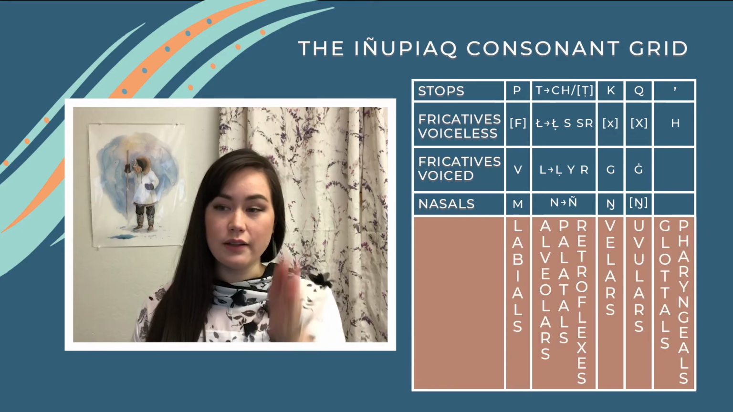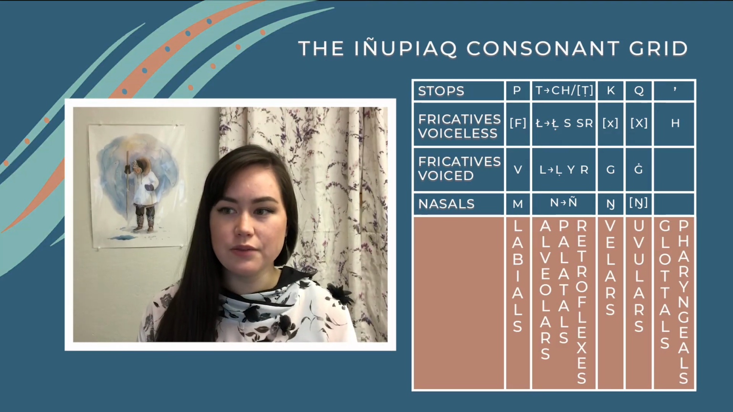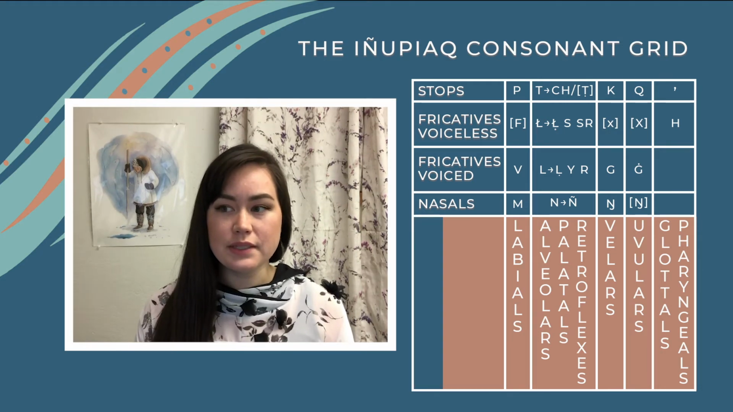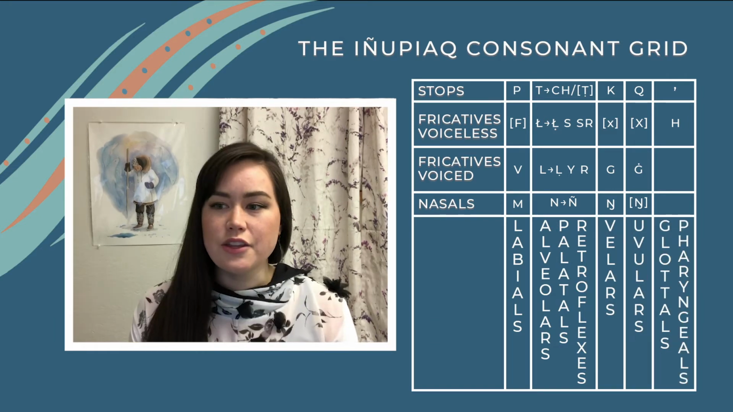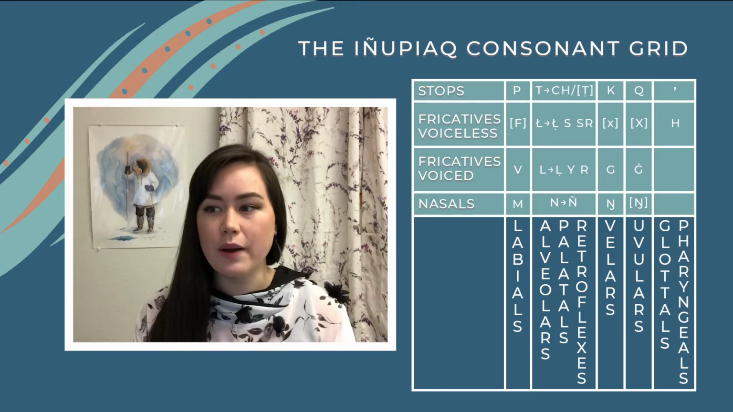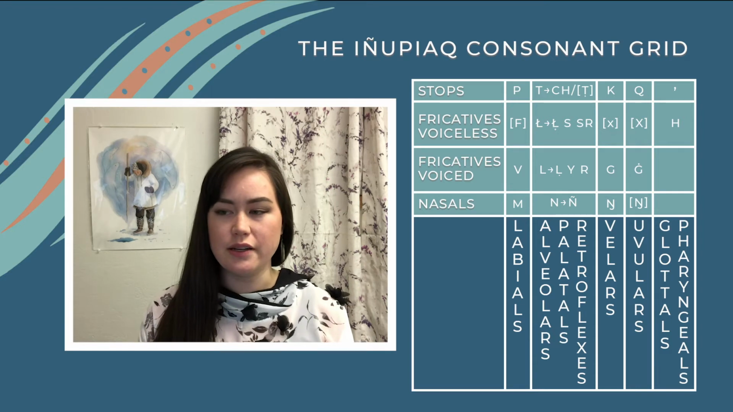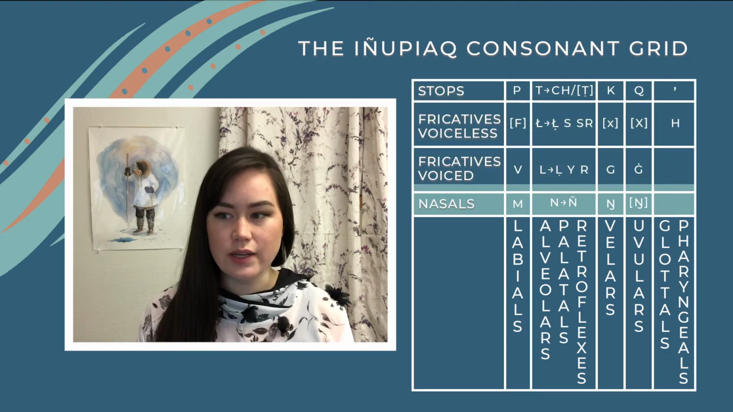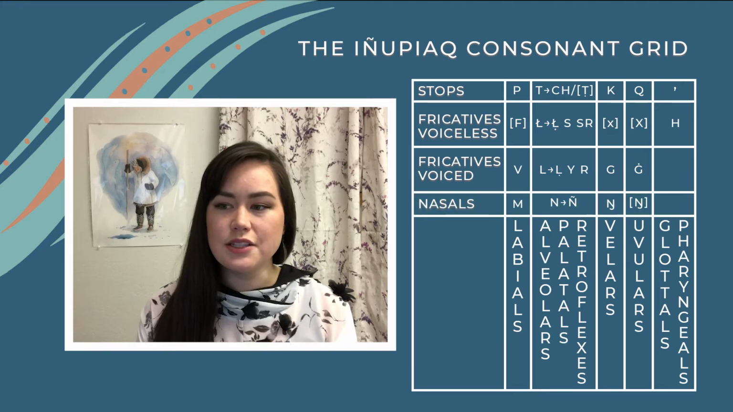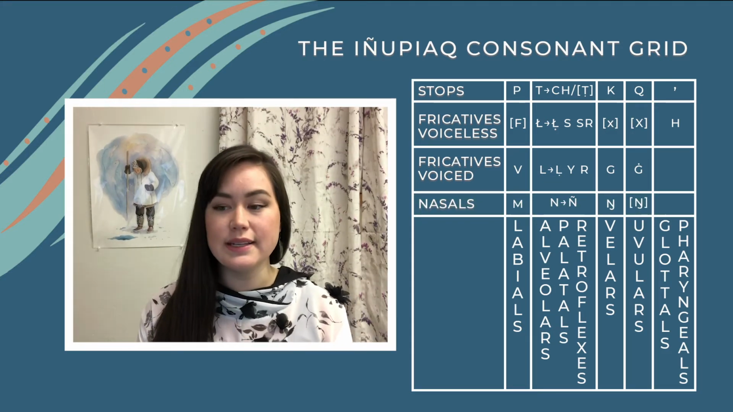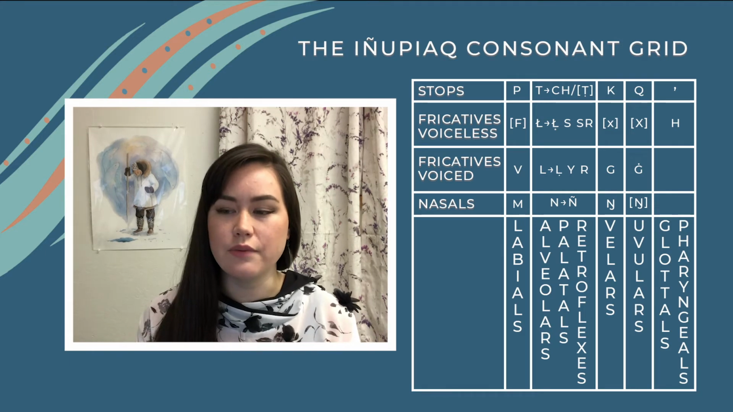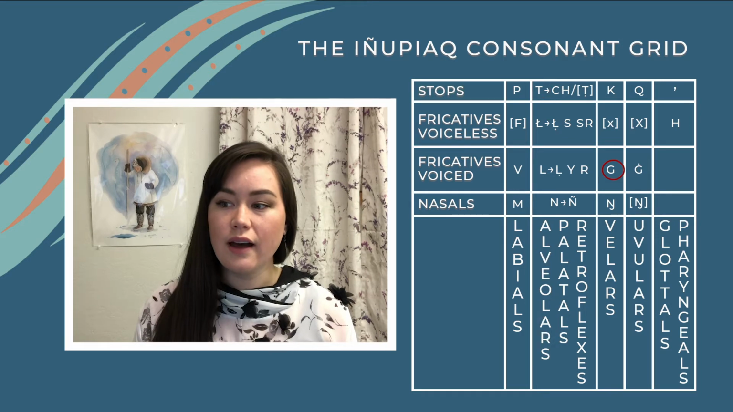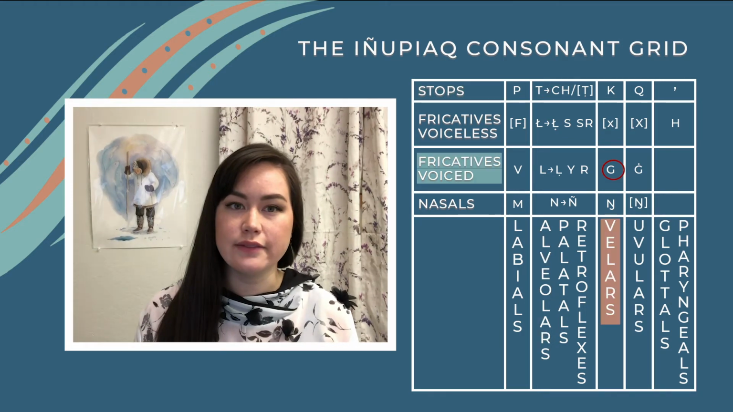The vertical columns of the consonant grid are labeled with five basic places of articulation of Iñupiaq consonants, from the lips, labials, to the pharyngeals. The horizontal rows represent the four possibilities for manner of articulation in an Iñupiaq consonant: stops, fricatives, voiceless and voiced, and nasals. In this way, each symbol on the consonant grid can be identified according to the row and column in which it stands. For instance, ta is an alveolar stop, ga is a voiced velar fricative, and so on.